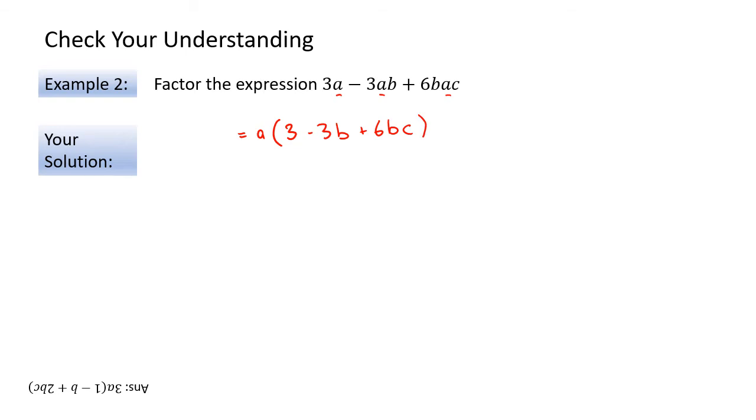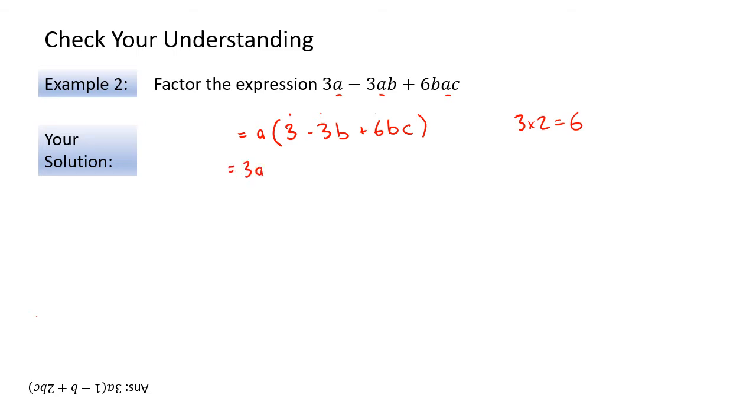So now you look at this and you think, I can't factor out the b and I can't factor out the c because they're not in all three expressions. But I do see a number 3 here. There's a 3 in this expression and this expression. And I know that 6 is a multiple of 3 because 3 times 2 equals 6. So I can then factor out a 3.